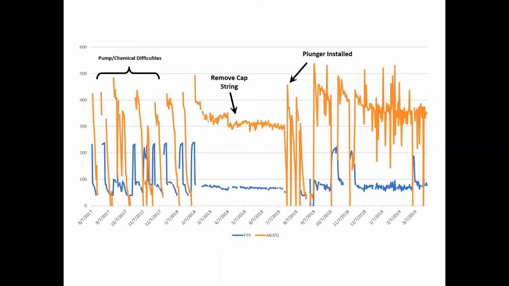This is an example of removing a cap string for artificial lift and installing a plunger lift system. The plunger acts as a mechanical interface to effectively lift fluid from the BHA to the surface. As a result, we see an increase in production and deliquification of the well.